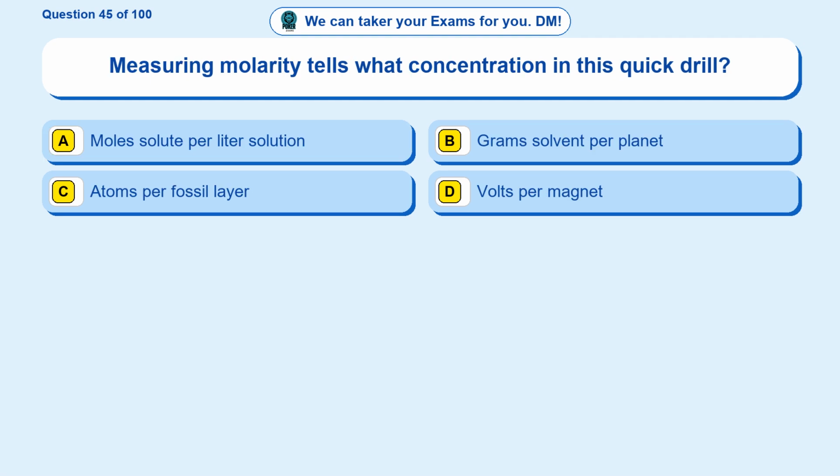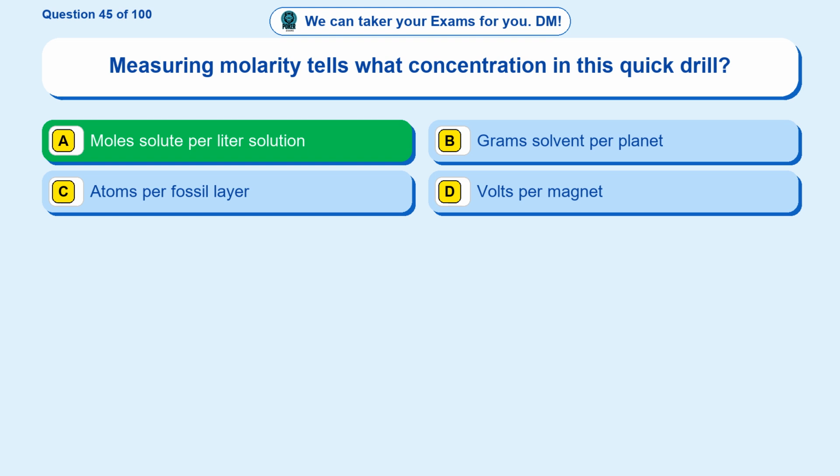Question 45. Measuring molarity tells what concentration in this quick drill? Option A, moles solute per liter solution. Option B, grams solvent per planet. Option C, atoms per fossil layer. Option D, volts per magnet. The correct answer is option A.